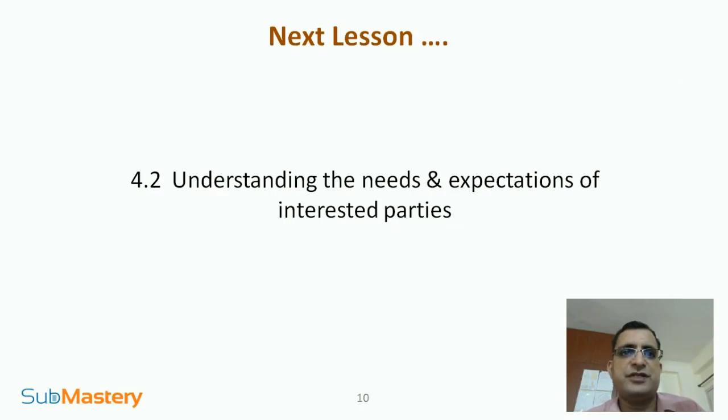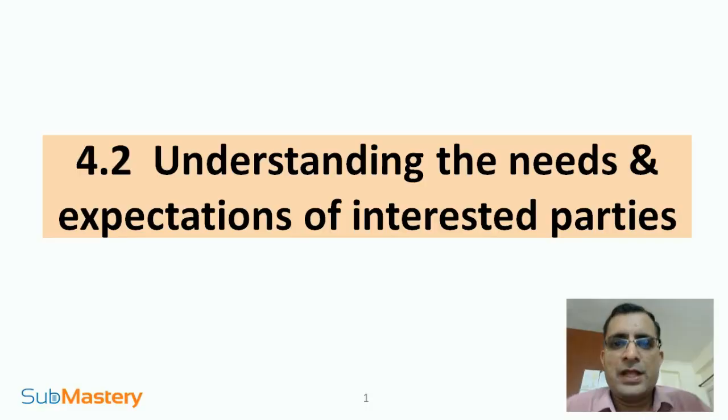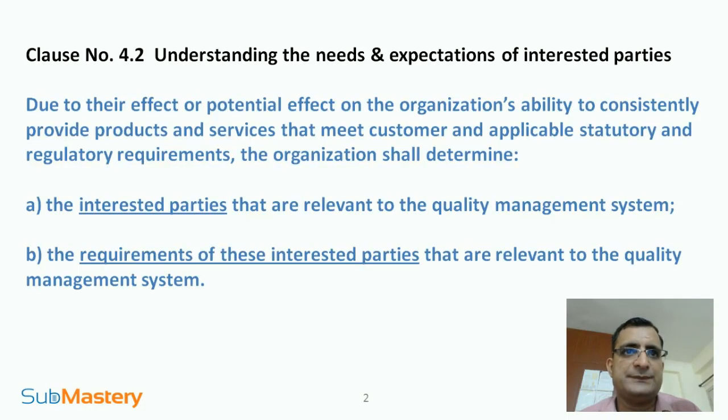The next lesson will be about clause number 4.2, understanding the needs and expectations of interested parties. Okay, so let us now try to understand clause number 4.2 of IATF 16949, which is 4.2, understanding the needs and expectations of interested parties.